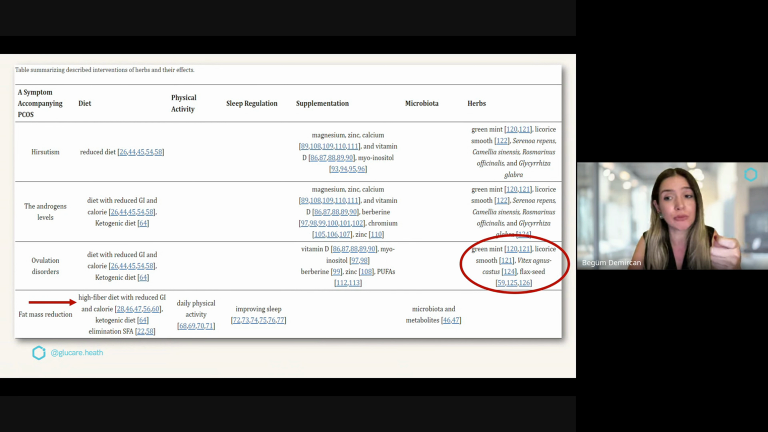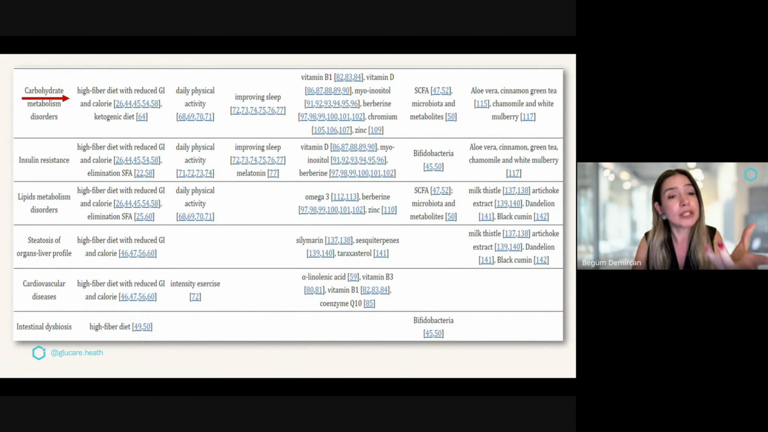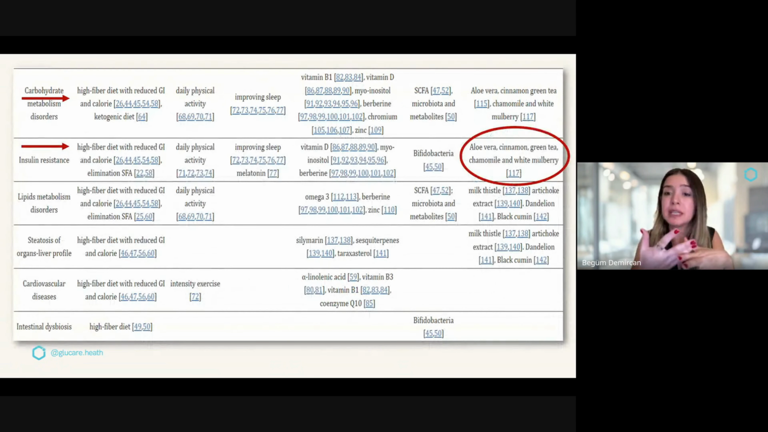Green mint tea can be helpful if you have any ovulation disorders. And flaxseed is a great fiber source you can use on top of your salads or your yogurt. For carbohydrate metabolism disorders like insulin resistance, you can also think to add some green tea or cinnamon. These can be great options. I am not saying that these are magic. I know that as human beings, we are looking for magic. There is no magic about controlling your weight or glucose levels. However, these might be helpful, and you can add green tea for extra antioxidants. Why not? Or cinnamon on top of your yogurt.